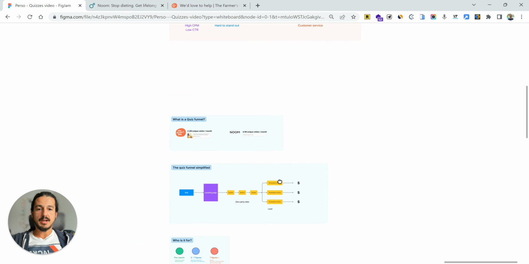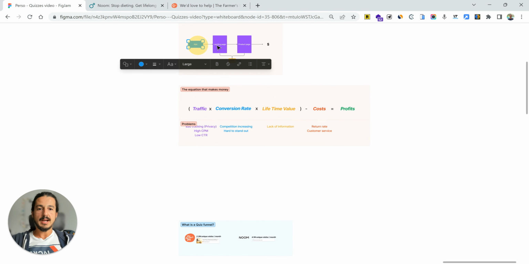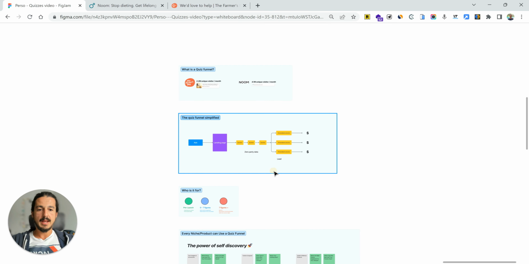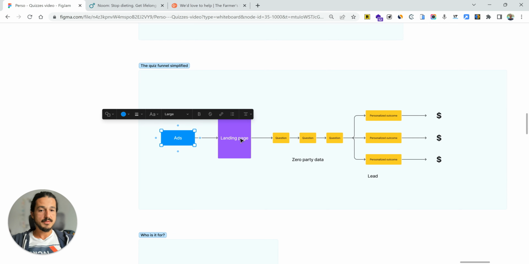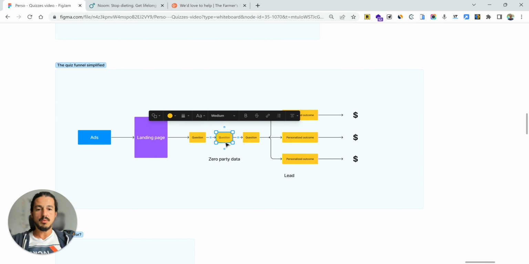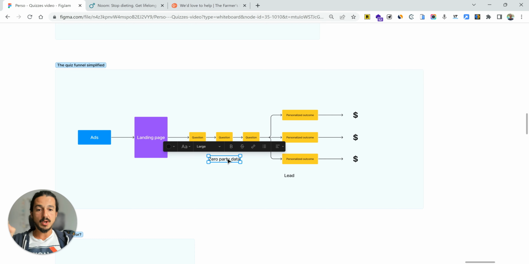If we quickly go back to this one: ads, landing page, product page, and getting an email somewhere. Here we still have the ad, still a landing page, and now we are going to ask questions to the customer to know exactly what the customer wants. We are going to gather what we call zero-party data, as opposed to first and third-party data.